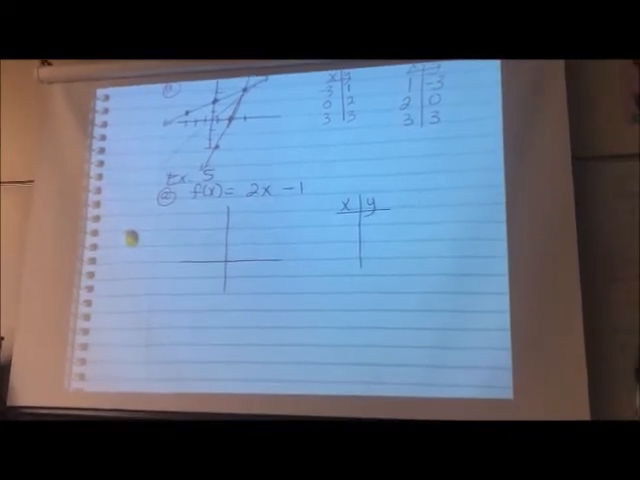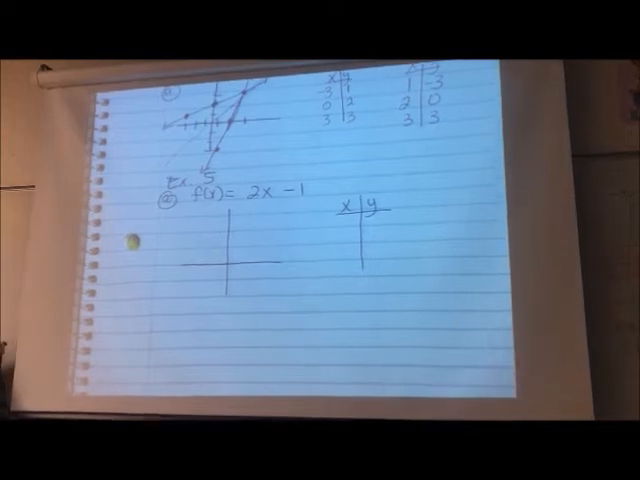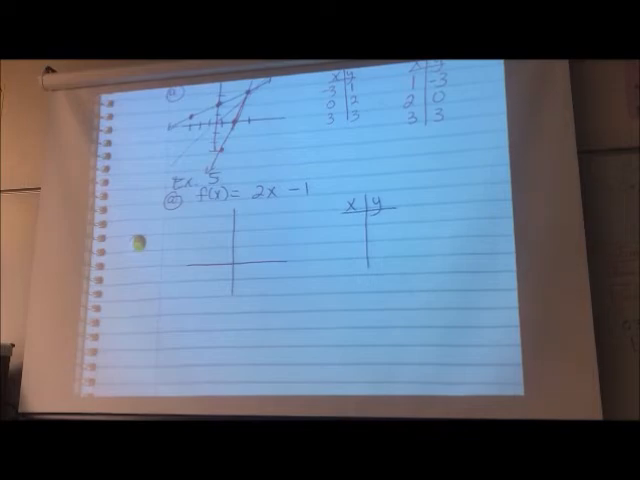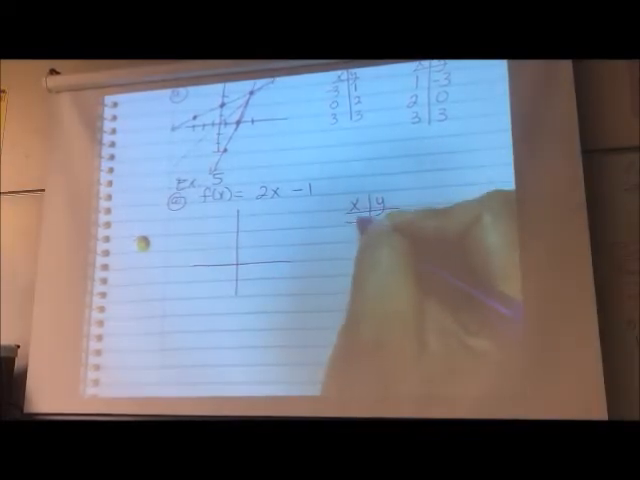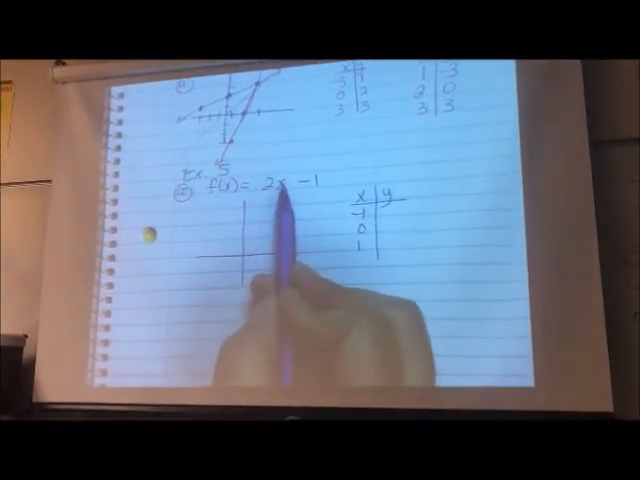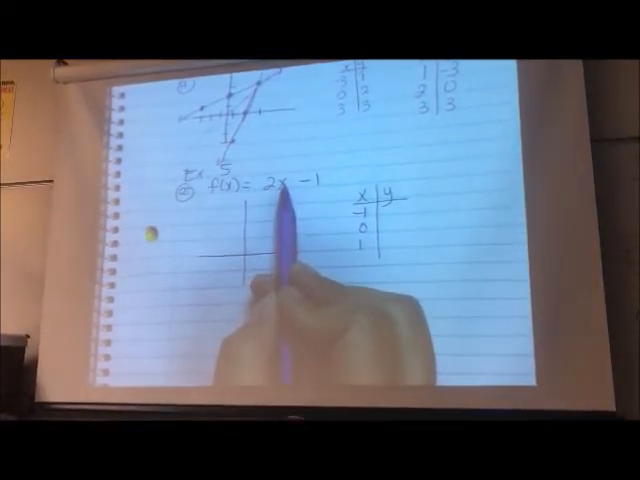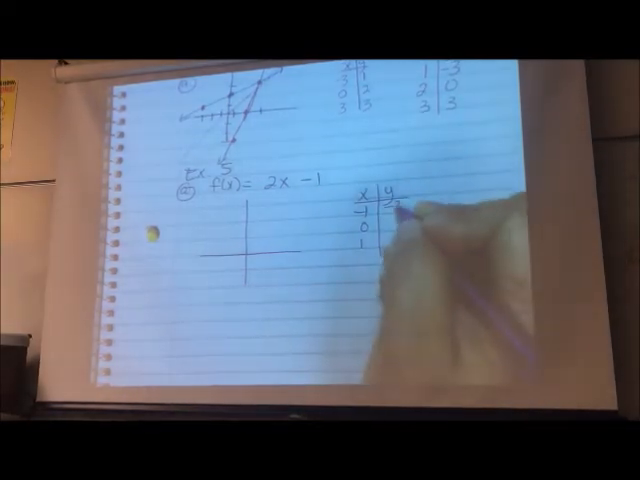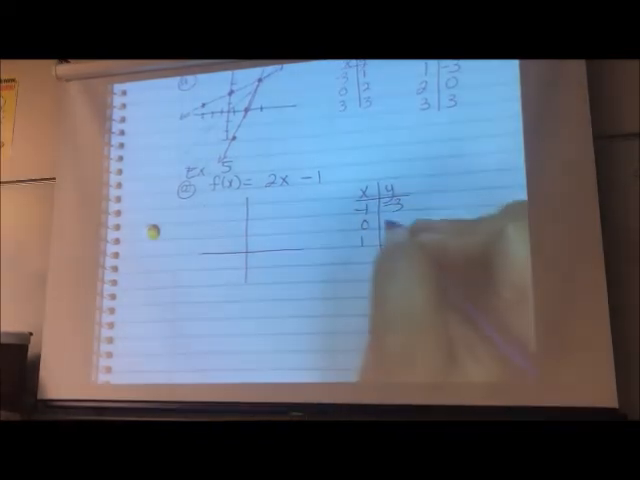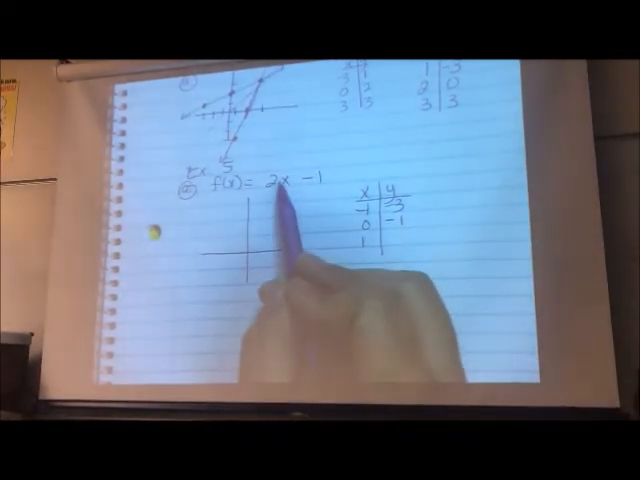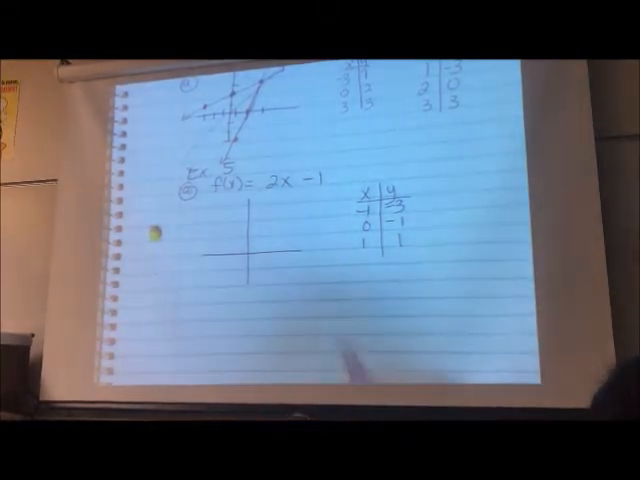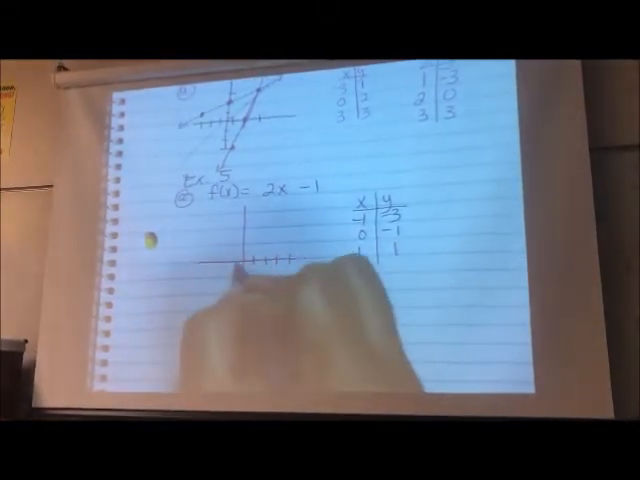Smallest one. So let's try a negative, a zero, and a positive. Let's do negative 1, 0, and 1. When I plug in a negative 1 here, what's 2 times negative 1? Negative 2. Negative 2 minus 1? Negative 3. If I plug in a 0 here, 2 times 0? 0 minus 1? Negative 1. And if I plug in a 1 here, 2 times 1? 2 minus 1? 1.